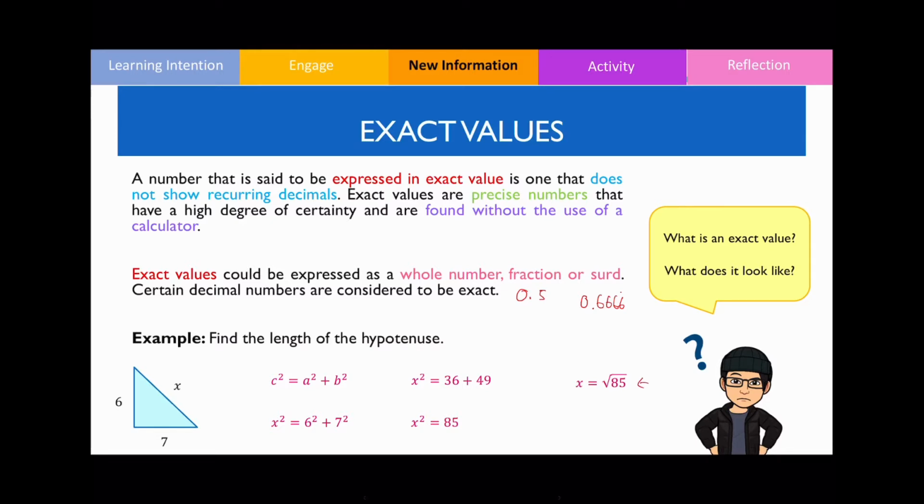Now, this number over here is a surd, and this is what we would say is in exact values. However, if you did want to use a calculator to find out what this actually equals to, then this over here would give you an answer of 9.27195, and the number keeps on going repetitively. And as a result, this number is not considered to be an exact value.